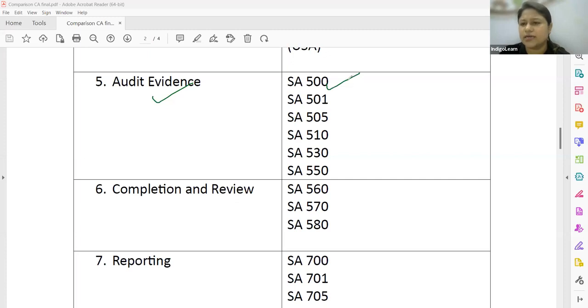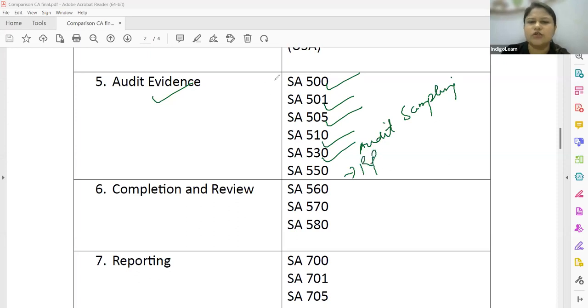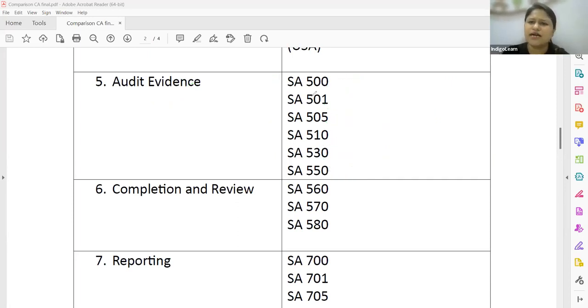So 500 strictly talking about audit evidence, specific consideration for selected items, external confirmation, initial audit engagement, 530 audit sampling, which is very important, which talks about audit sampling. 550 related parties. These are all included as a part of audit evidence. If you connect this to that of intermediate level, trust me, it is the same. So audit evidence, when you talk about intermediate, all the chapters that you study, that same continues to be a part of CA-Final also. So all this will remain the same. Again, it is a group of standards taken as a particular chapter.